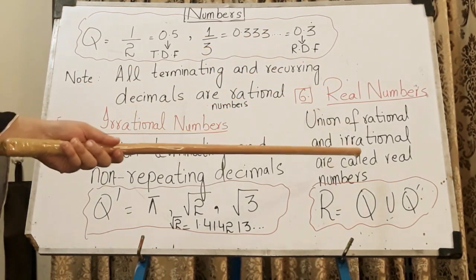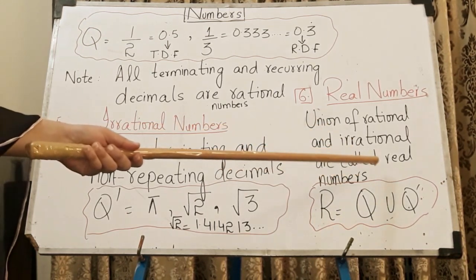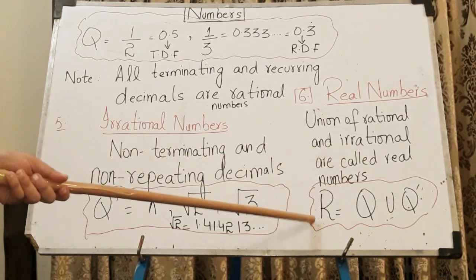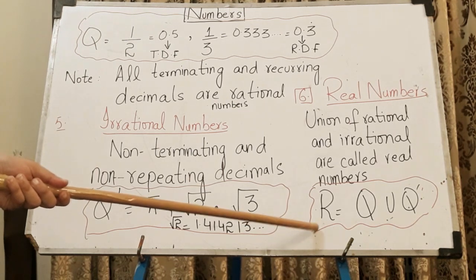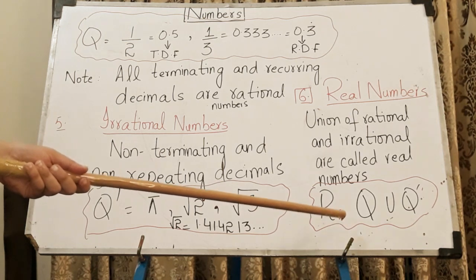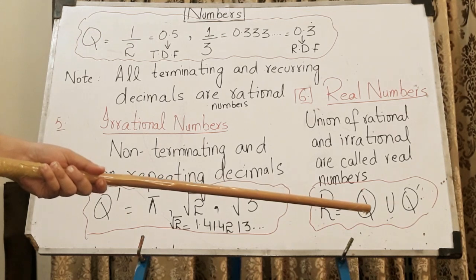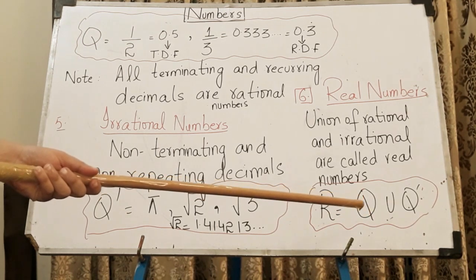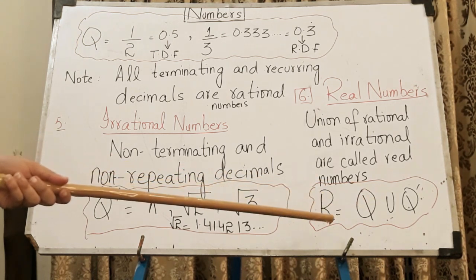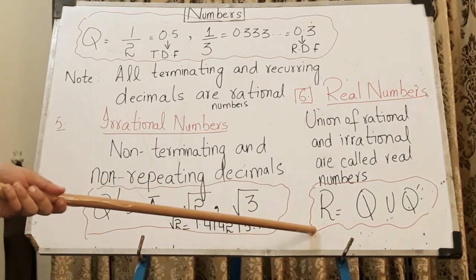Union of rational and irrational. Union means when I combine all the rational and all the irrational, I will get the biggest set of numbers, that is called the real number. What I have written: R is the letter which is used to represent the real numbers, equal to Q. I have told you the alphabet which is used to represent the rational numbers. This U is not an alphabet, this U represents the union. Union means when I combine all the numbers. And this is Q prime or Q dash, irrational. When you combine all the Q and Q dash, you will get the biggest set of numbers, that is called the real number.